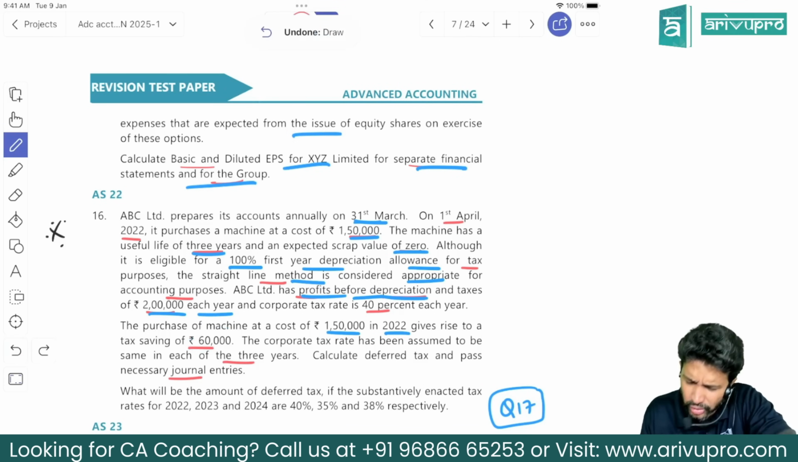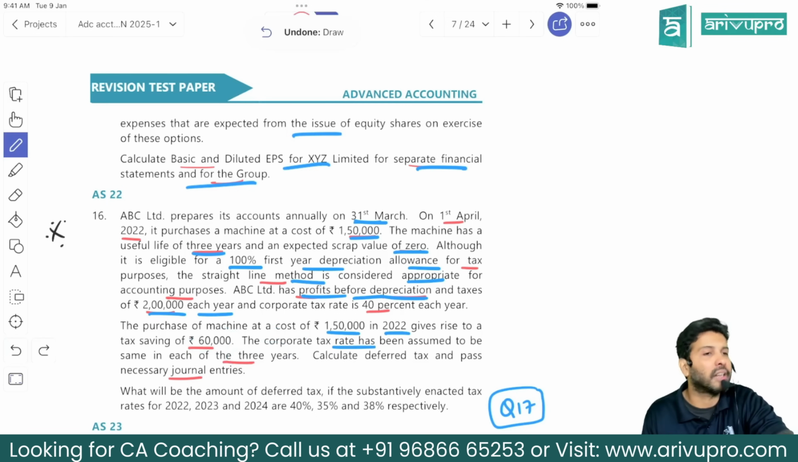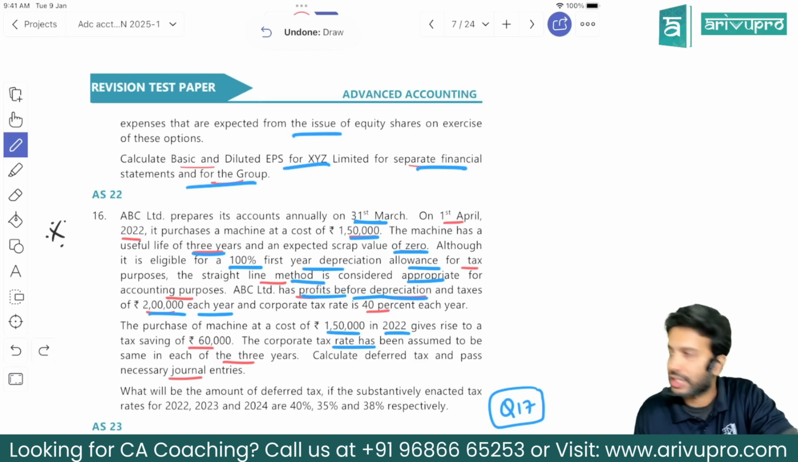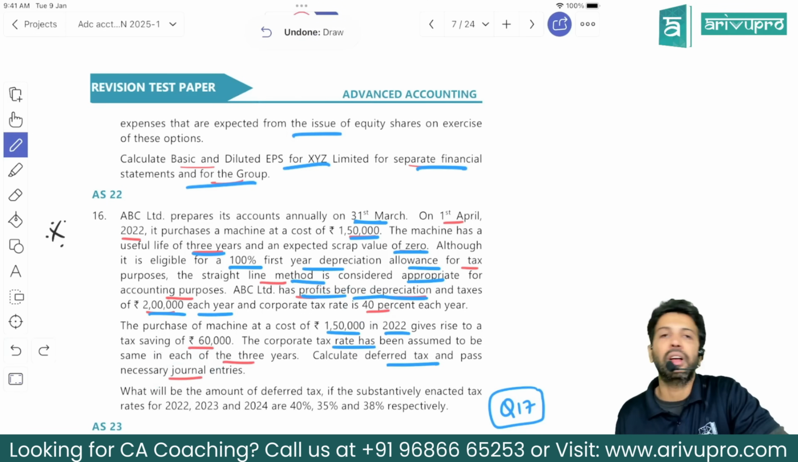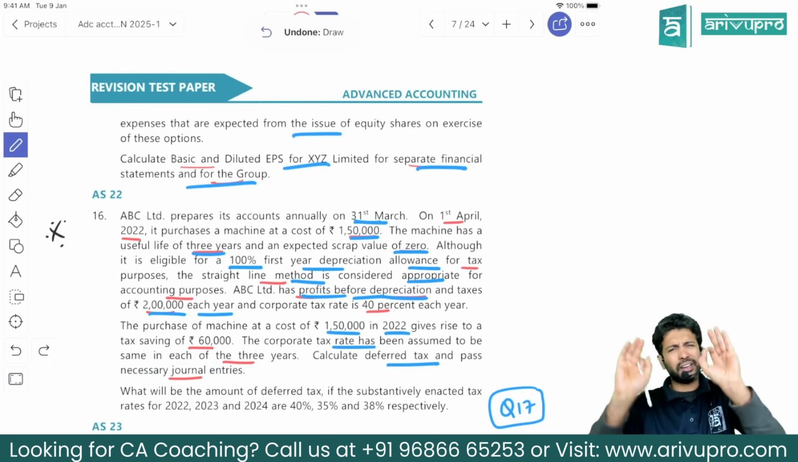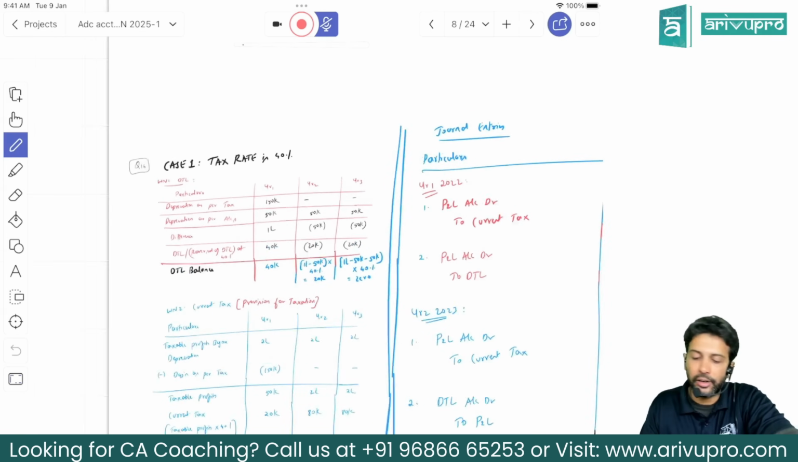Leave that, we don't need that. Corporate tax rate has been assumed to be same in each of the 3 years. Meaning all the 3 years tax rate is how much? 40% only. Calculate deferred tax and pass the necessary journal entries. First part, this part is very straightforward, nothing much. So let's start. I've solved it, look at it over here.